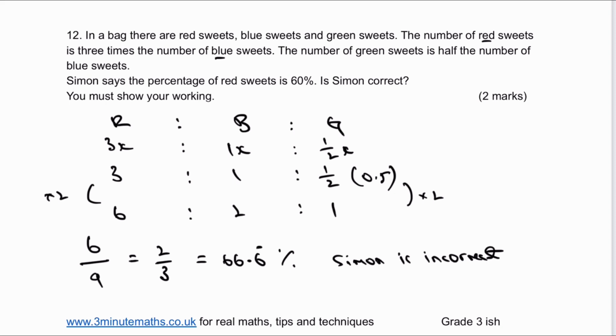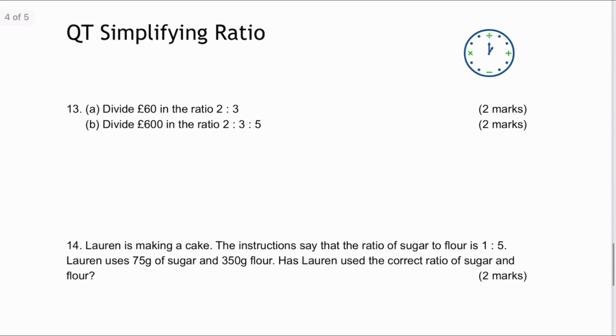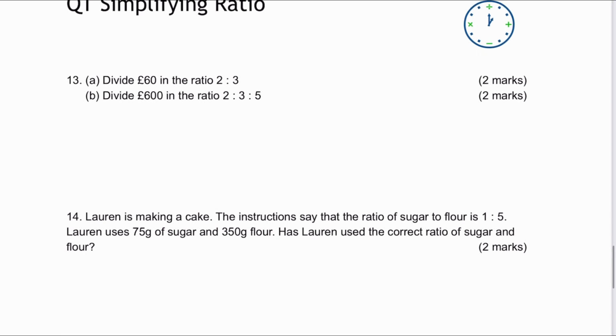Okay, let's move on then to the final part of this set of worksheets. Please do download the worksheets, have a go. The final few questions are all right, they're not too bad. They are 2 marks each, and then 3 marks on the very last one. Okay, so it says divide 60 in the ratio of 2 to 3.